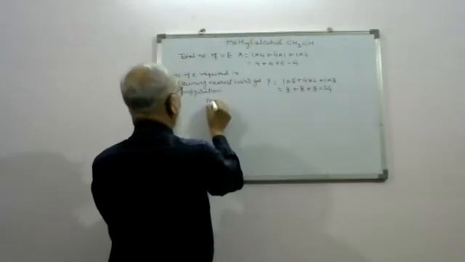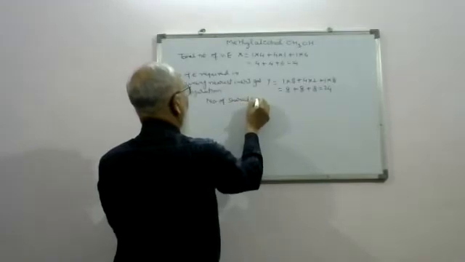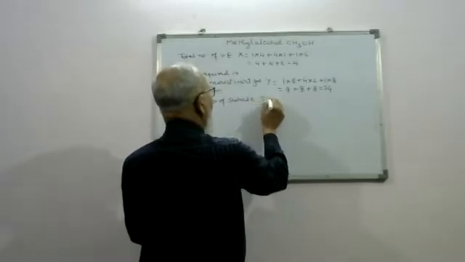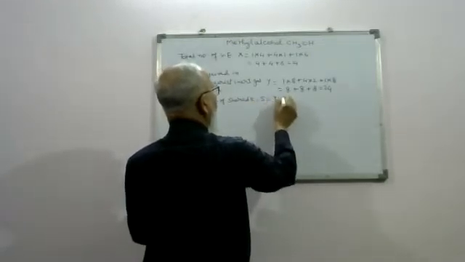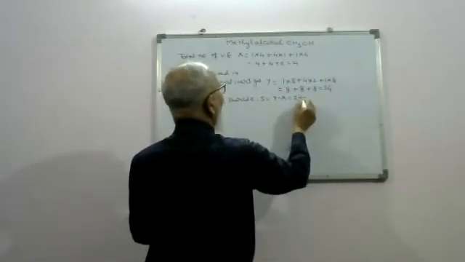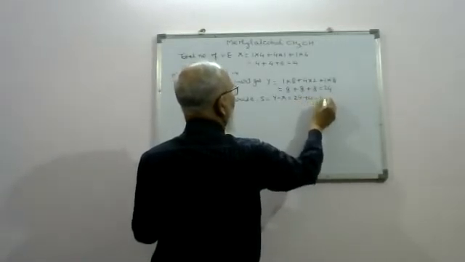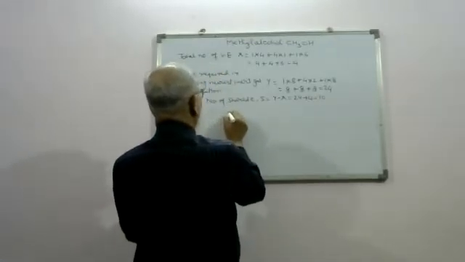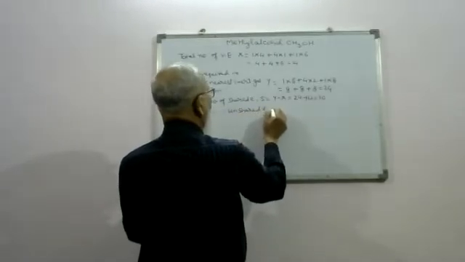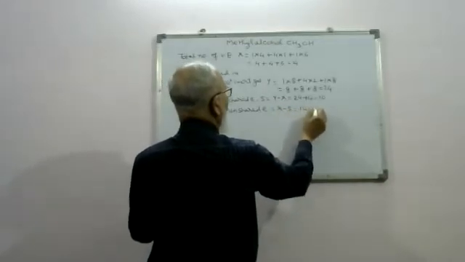Now, number of shared electrons, S. This is equal to Y minus X. This will be equal to 24 minus 14. This is equal to 10. Number of unshared electrons will be equal to X minus S. This is equal to 14 minus 10, which is equal to 4.